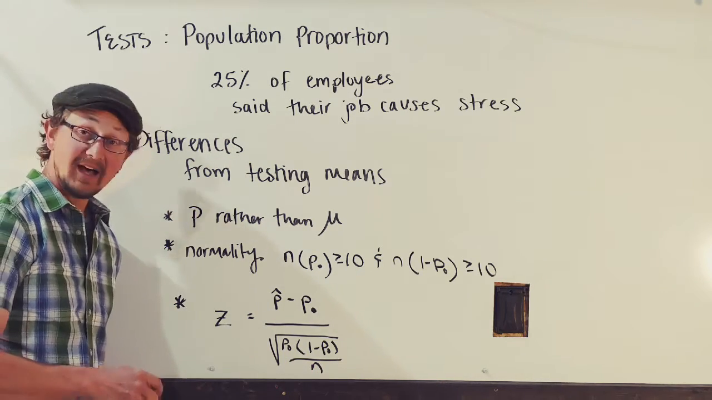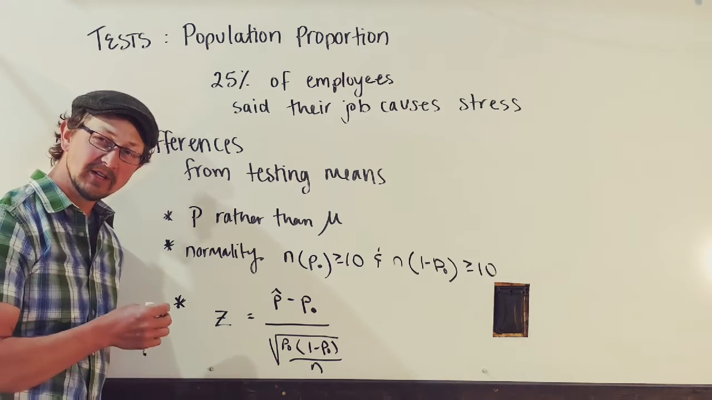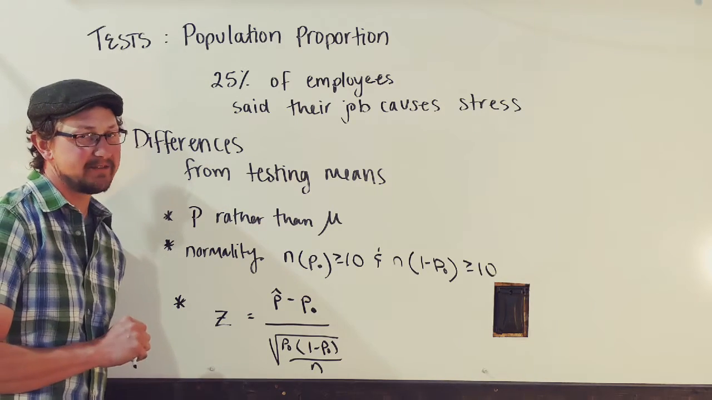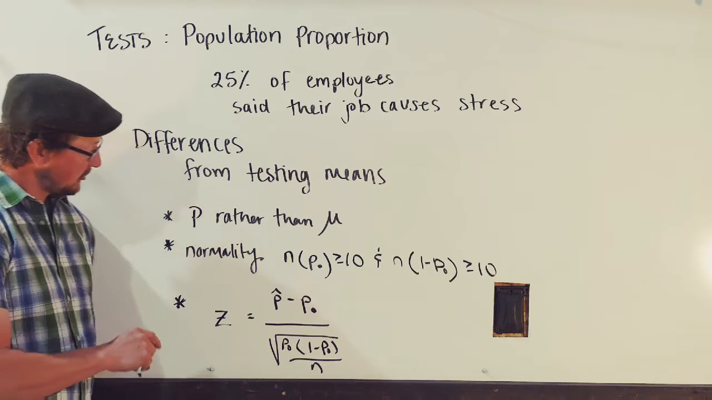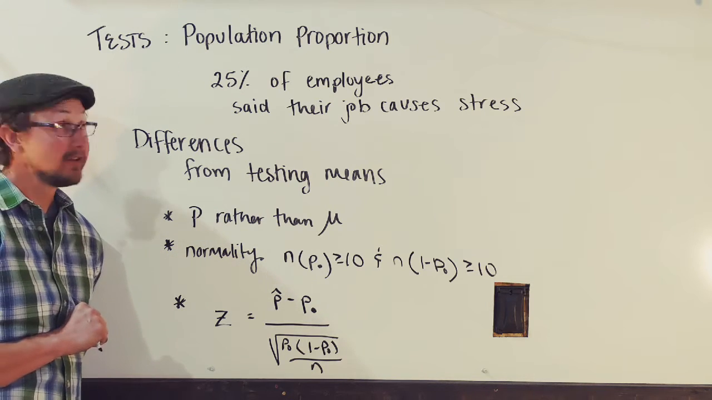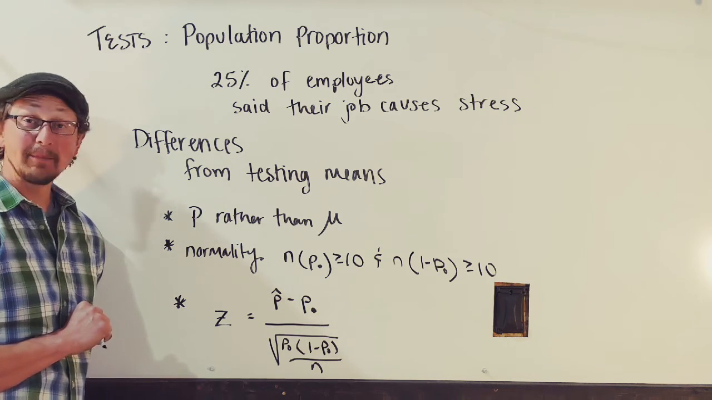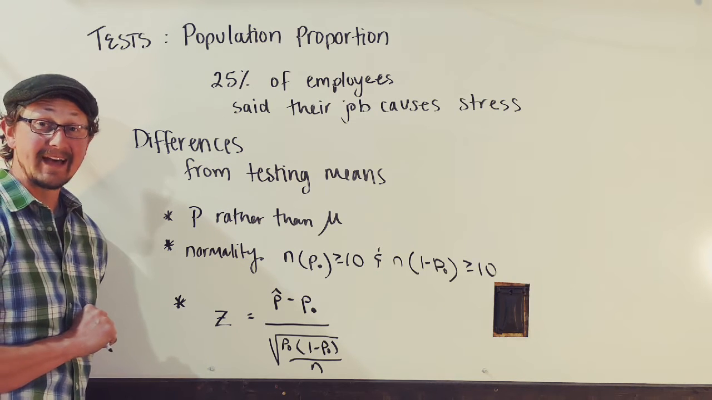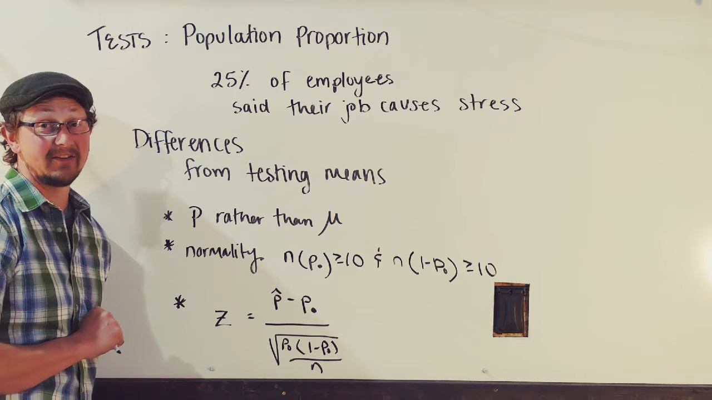Contrast that with means, we see that they're similar, but again, we're inputting different values. So these are the major 3 differences when it comes to population proportion and hypothesis testing here as opposed to the mean.